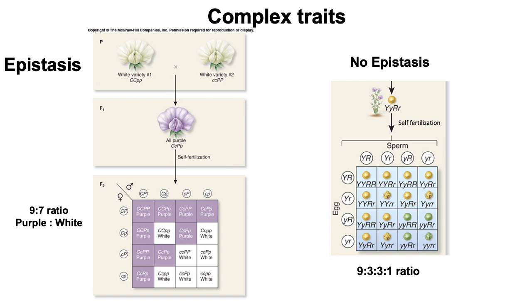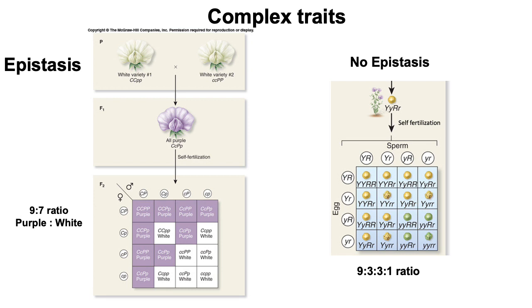If we compare that to what we would expect in the case of no epistasis or no gene interaction, where we would expect the 9 to 3 to 3 to 1, 9 to 7 could be thought of as a variation on that. But when we do this kind of cross with sweet pea flowers, you don't get that 9 to 3 to 3 to 1, and you don't get a 3 to 1 either that you might expect with a monohybrid cross. You get this 9 to 7 ratio.